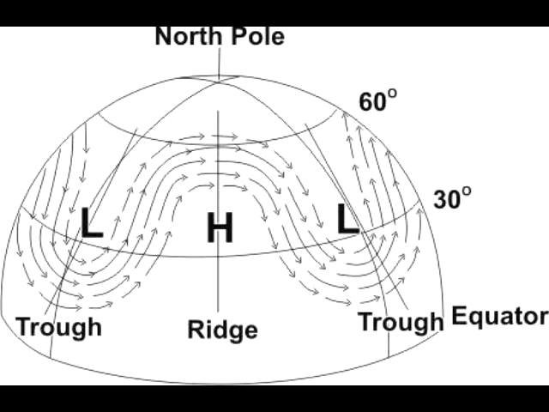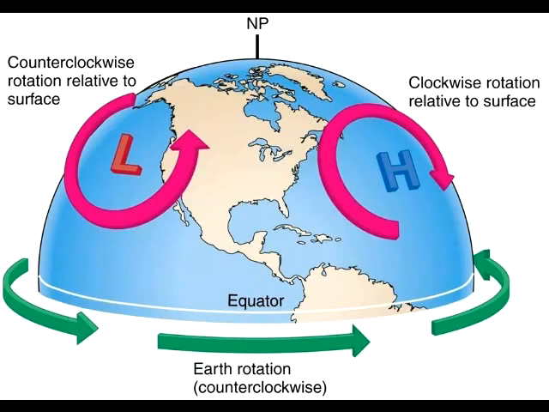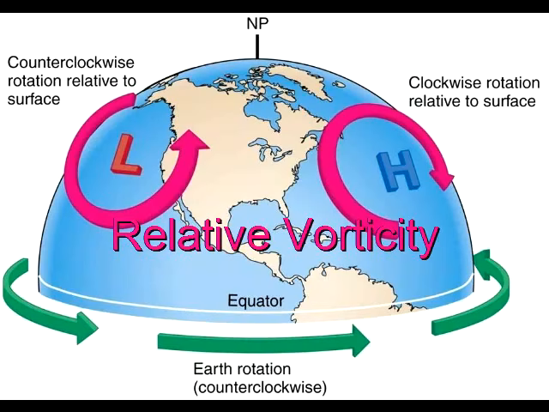Elongated zones of high pressure are called ridges. Elongated zones of low pressure are called troughs. To understand what this means for our weather, we need to understand the concept of vorticity. Vorticity refers to the spin of the atmosphere. There are 3 different vorticities.